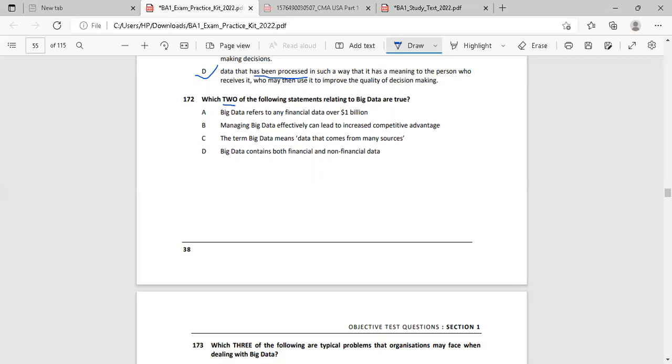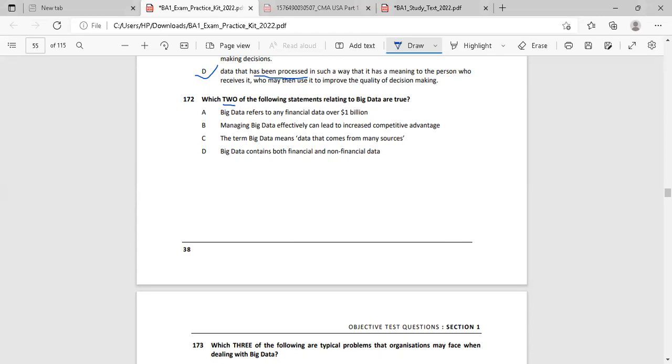First one is not true. It is not based on the worth of the data. It is based on the size of the data. Size of the data as big that it cannot be stored on the storage devices. Okay.